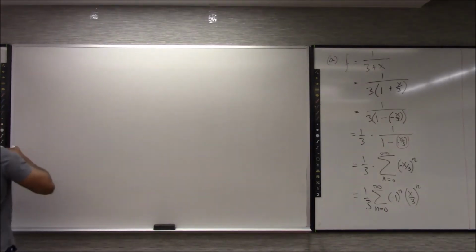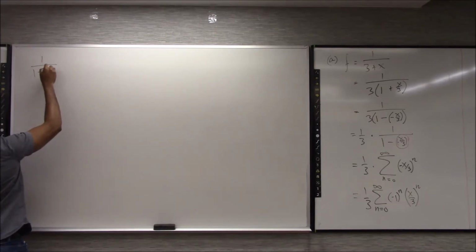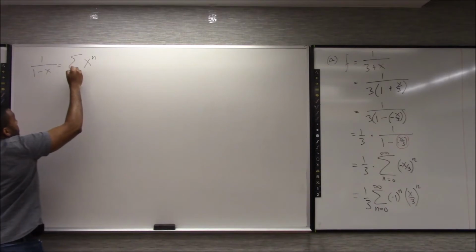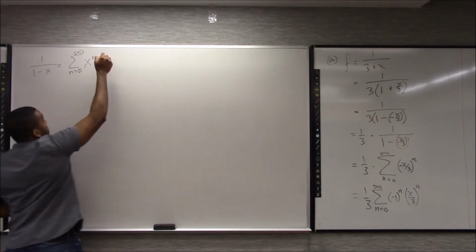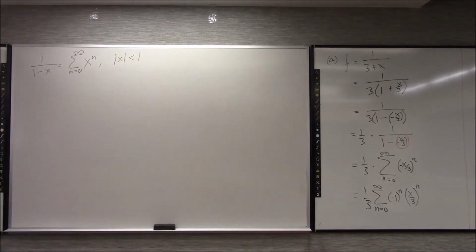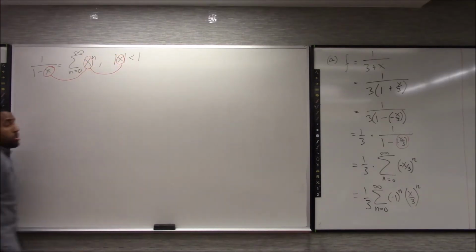So now we know that if 1 over 1 minus x is equal to this series, x to the n, when your x is less than 1. And again, we're just going to be using a pattern here. X shows up here, x shows up here, and that guy is the bound.